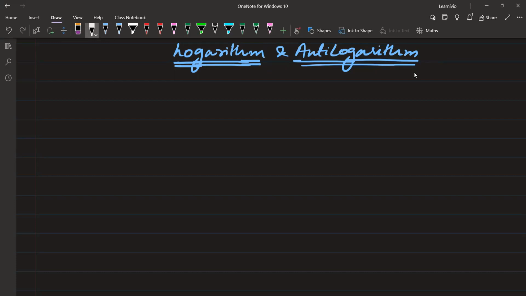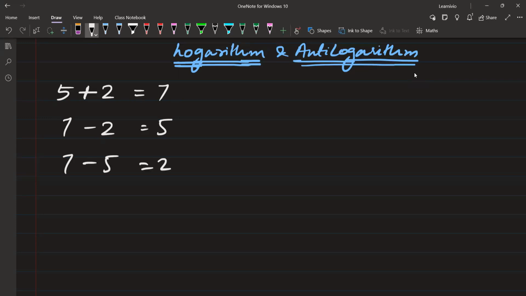ठीक है, ध्यान सुनिए. If I have two numbers, let us suppose I have 5 plus 2, this will be equal to 7. So I can write one more equation using these three numbers. What is the equation I can write? I can write something like 7 minus 2, it is equal to 5. I can write one more. 7 minus 5, it is equal to 2. I cannot write any other equation using only these three numbers. Make sense? Yes or no? Please tell me. बात समझ में आ रही है?